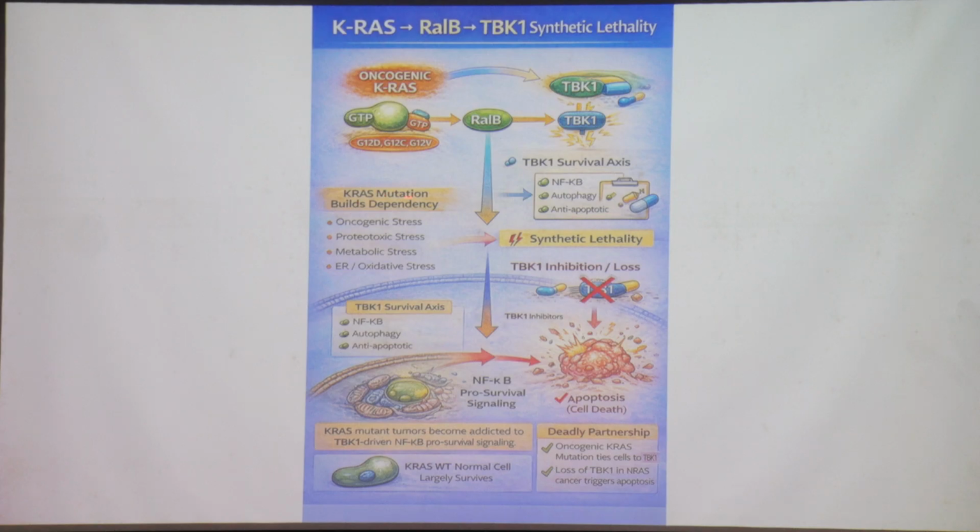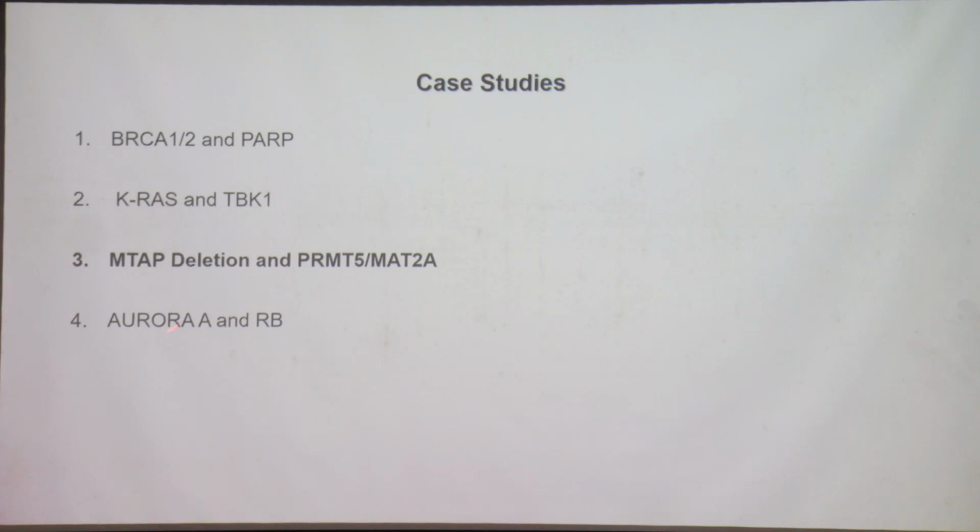So KRAS mutation creates oncogenic stress, proteotoxic stress, and metabolic stress, and for overcoming all these stresses, it depends on TBK1. So if you inhibit TBK1, these cells die. That is a very good example of synthetic lethality. Now let's look at MTAP deletion, PRMT5 and MAT2A. So there are three players here.